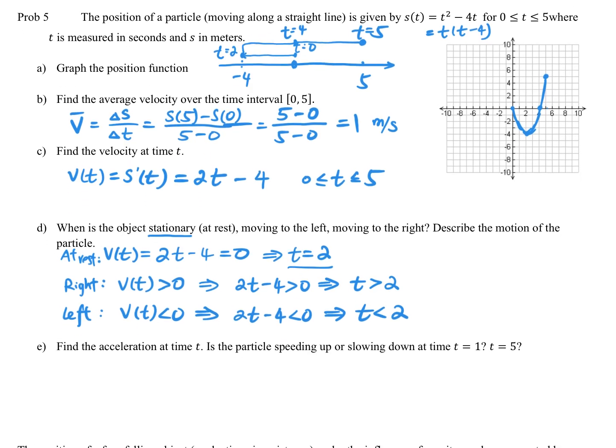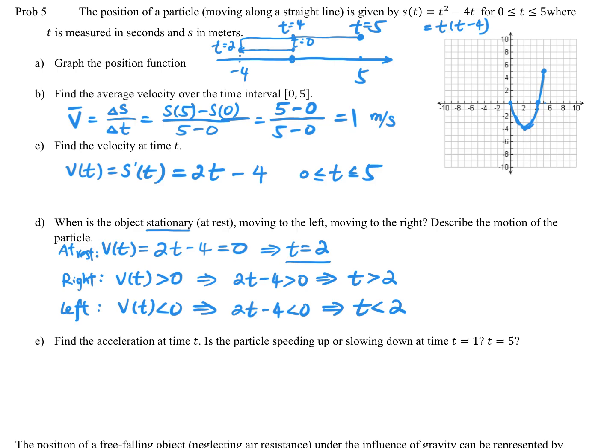Now, lastly, if I graph 2t minus 4, when t is 0, it's negative 4. When t is 5, it's equal to 2 times 5 minus 4, which is 6.